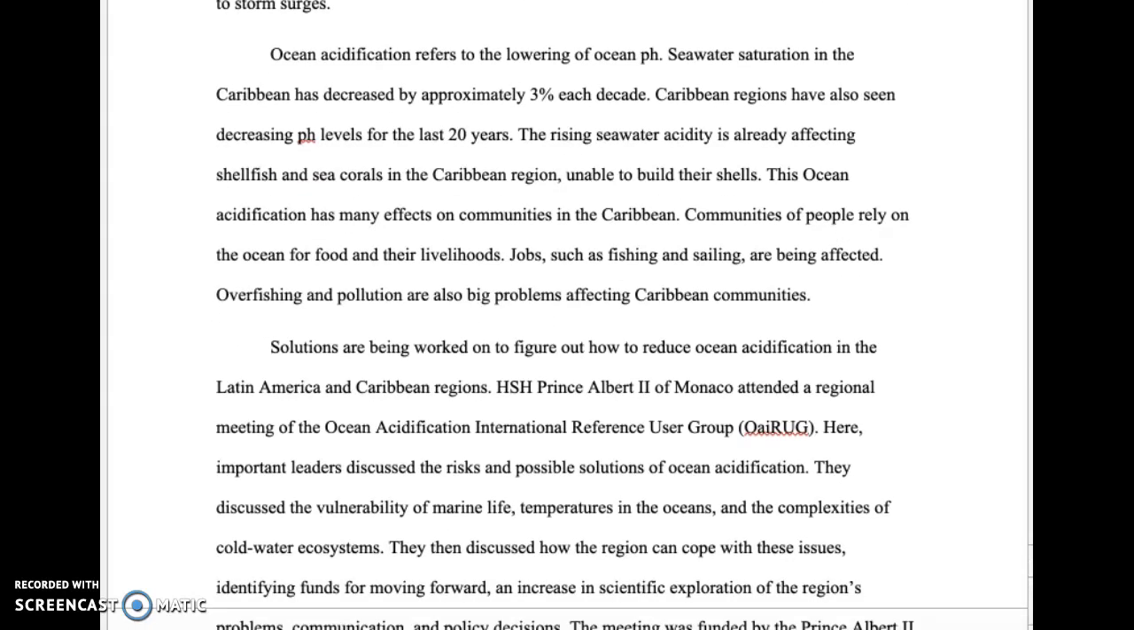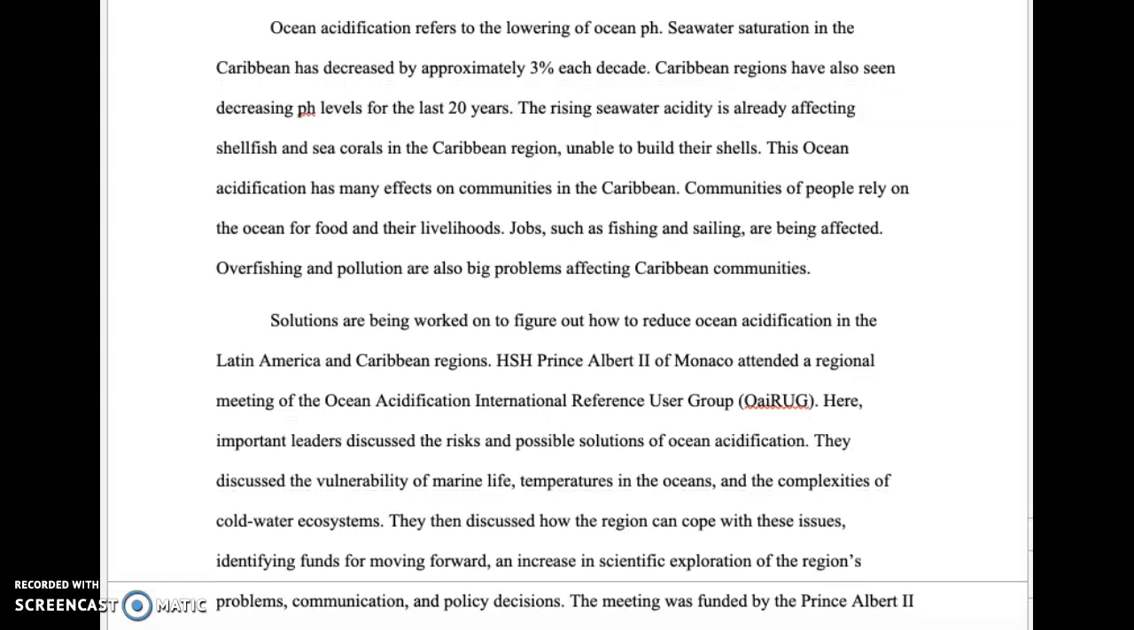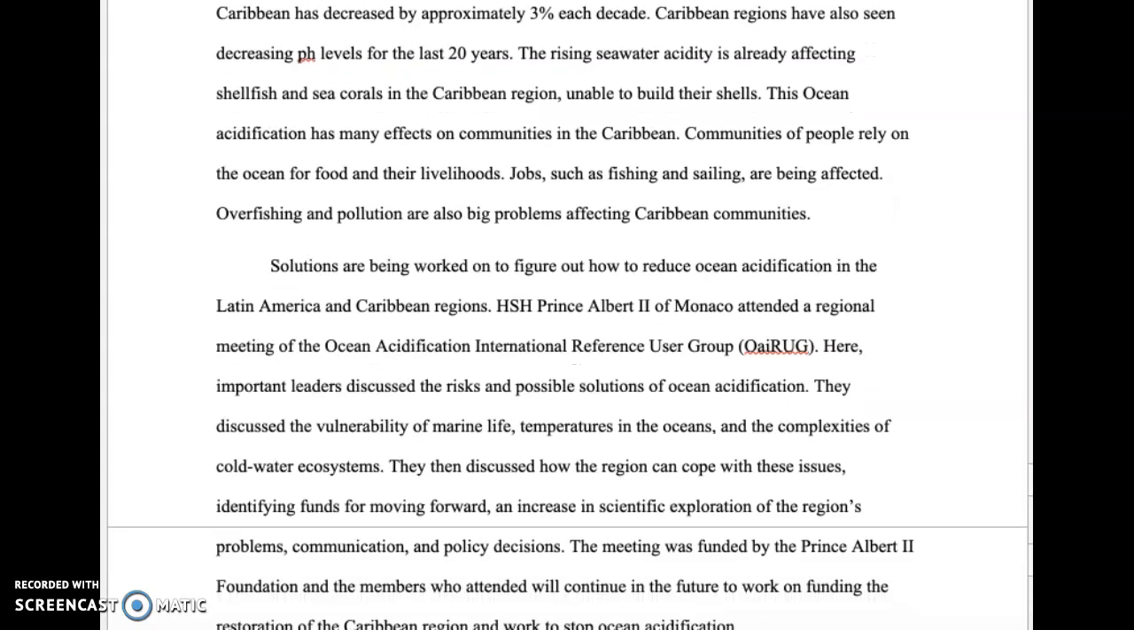Ocean acidification refers to the lowering of ocean pH. Seawater saturation in the Caribbean has decreased by approximately 3% each decade. Caribbean regions have also seen decreasing pH levels for the last 20 years. The rising seawater acidity is already affecting shellfish and sea corals in the Caribbean region, unable to build their shells.